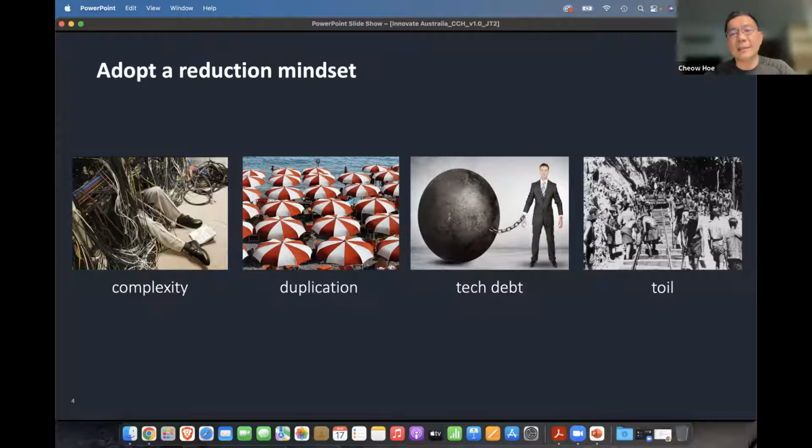The third thing you need to reduce is tech debt. Why is tech debt a problem? Because government is still laden with legacy systems. And because we are laden with legacy systems, everything you do is 10 times more difficult than when you have, for example, a microservice driven approach or API driven approach.